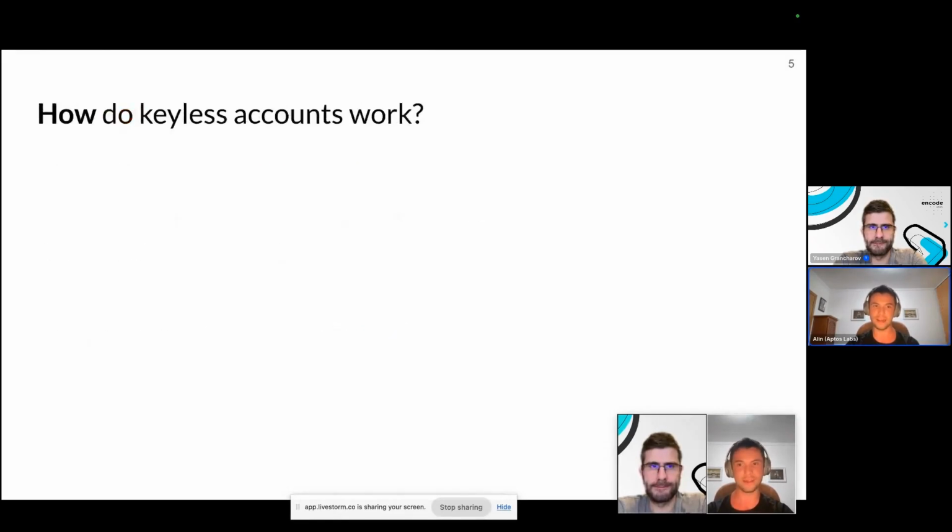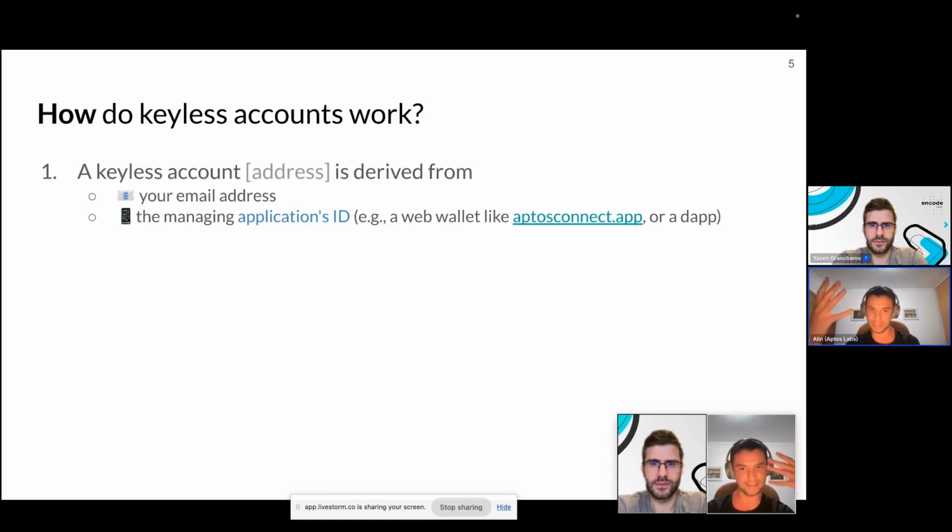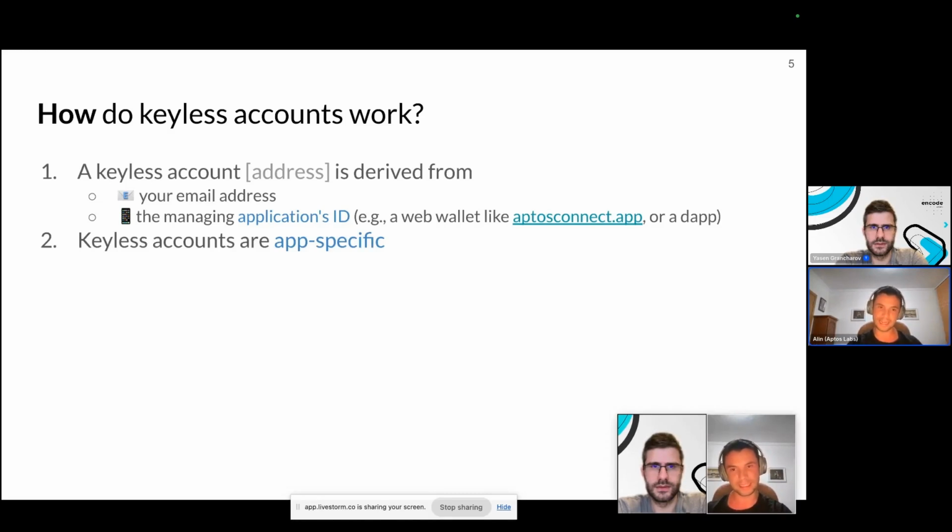All right, so now that we've talked about why enable or not enable keyless accounts, let's just talk at a really high level, how do they work? So a keyless account, its address is derived from a couple of things. First, your email address. Second, the identity of the managing application. So your address is actually associated with an application like a web wallet or a DApp. So think like uniswap.org or something, or a web wallet, like imagine MetaMask had a web wallet, your address could be associated with MetaMask. And what this is really getting at is that keyless accounts are app specific, right?